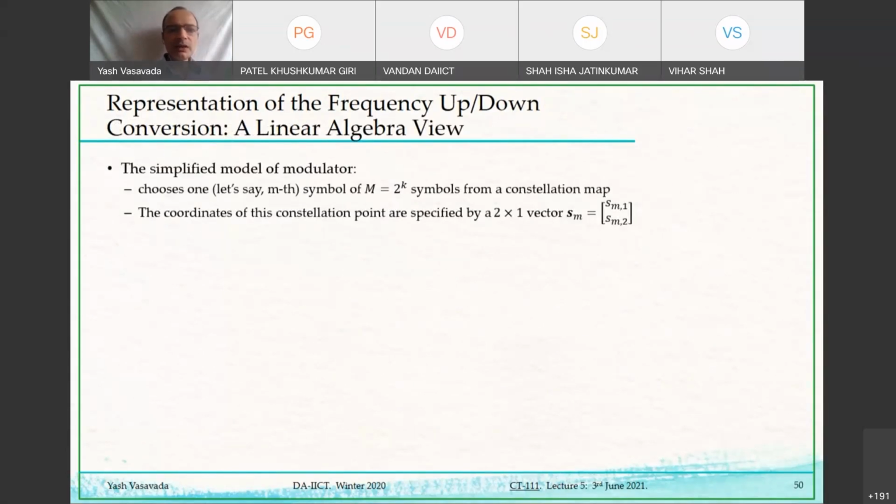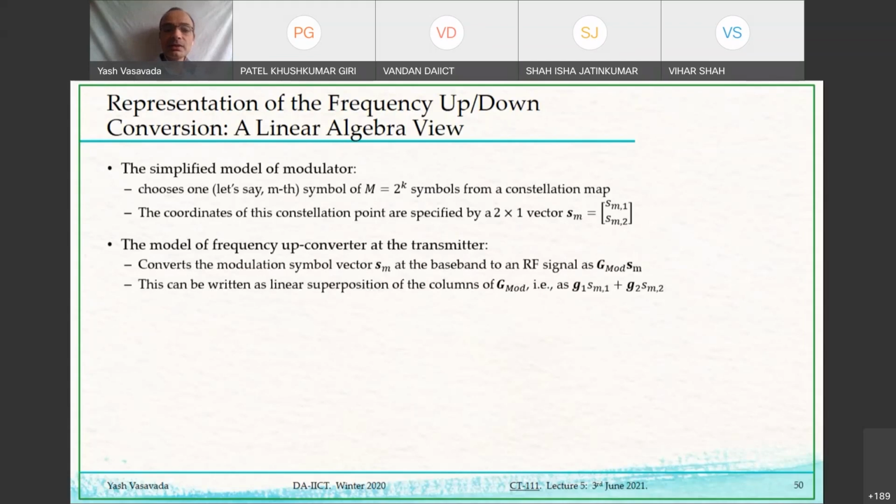So coming back to our simplified model, remember we have constellation points. We have so far considered only 2D constellations. So there are some M points in a two-dimensional plane. And M can vary. It can be 2, 4, 8, 16, any power of 2. And that power, we are calling it small k. And then because there are a total of M points, if I pick the mth point, the mth symbol, then it will have two coordinates, SM1 and SM2. These are simply the coordinates of this point.